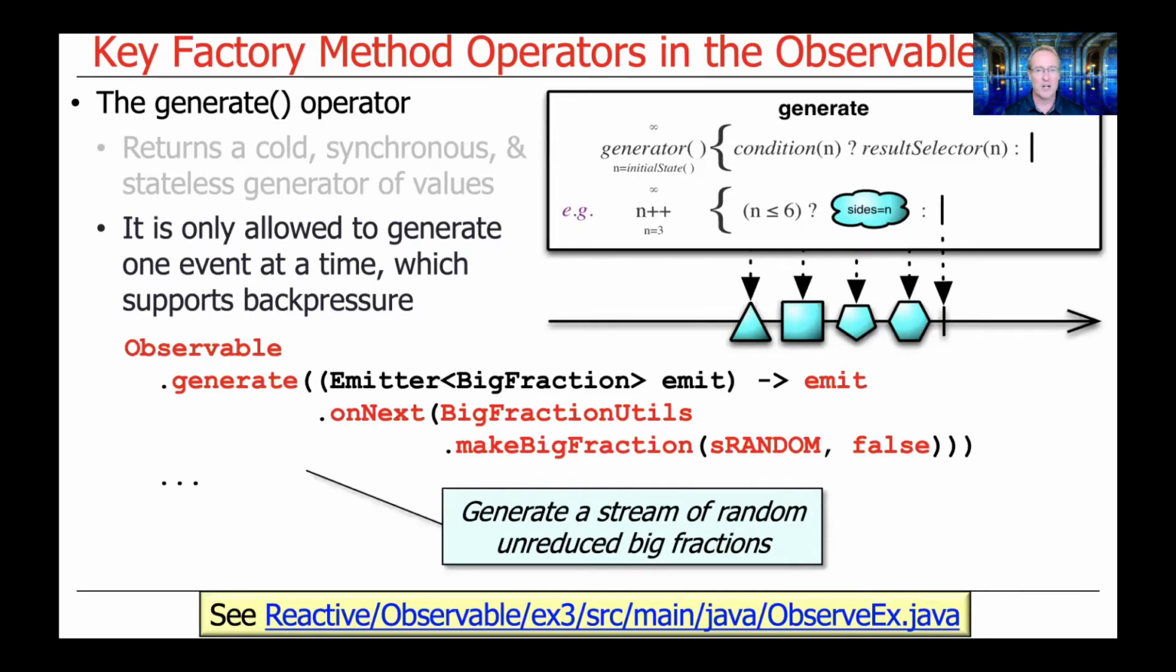Here's an example we'll take a closer look at when we get into the case study at the end of this lesson. As you can see here, we pass in a lambda expression that's going to use the emitter passed in order to make onNext calls that will generate random, unreduced big fractions. So we'll talk about this when we get a little bit further along, but this will basically keep generating random, unreduced big fractions in perpetuity until the stream is terminated through some other means.